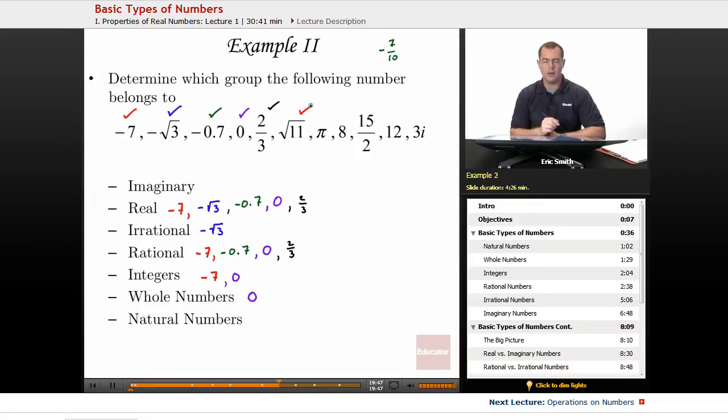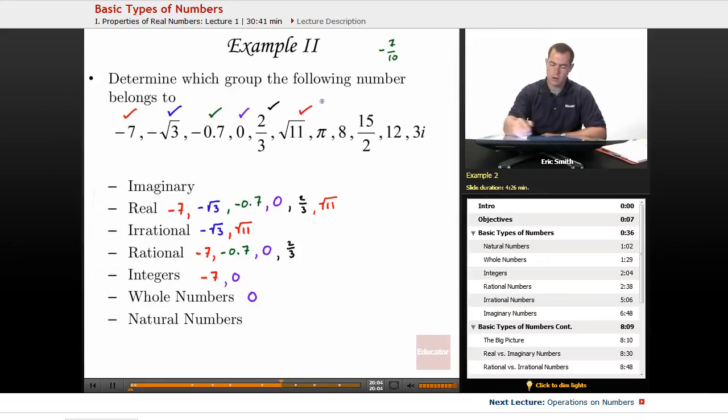The square root of 11. It is a real number, doesn't contain any imaginary parts. This one cannot be written as a fraction. And so I'll put it in the irrational category and then stop classifying that one.